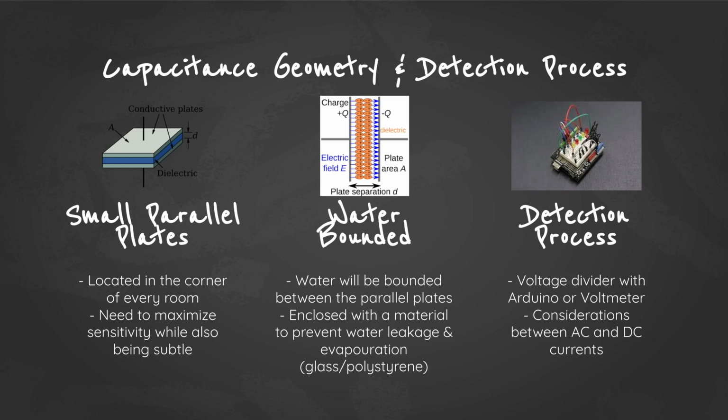So our intention is to use a material such as glass or polystyrene to prevent the water from leaking and prevent it from evaporation. The reason why we use glass and polystyrene is that they have low dielectric constants, and that won't influence the capacitance calculations since the fringe fields will be going through these materials on the outside. And the last part is the detection process. As we mentioned in the previous slide, we're going to use a voltage divider. And to use this voltage divider, we're going to use an Arduino and a voltmeter to calculate the Vout value. Also, we might be considering differences between AC and DC currents.